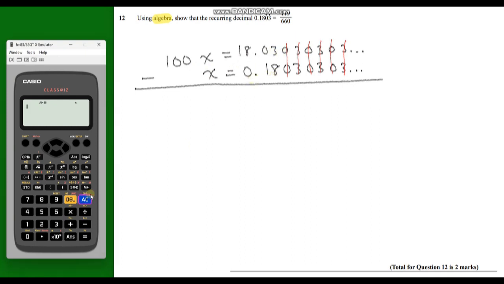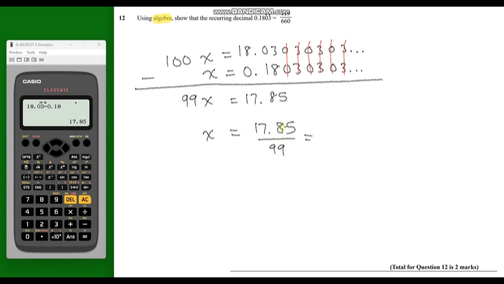And to do that, I think I'm just going to use the calculator. So 18.03 minus 0.18, and that gives me 17.85. So on the right hand side we've got 17.85, and on the left hand side we've got 99x. So we want to work out what x is, so I'm just going to divide both sides by 99, so we get x is equal to 17.85 over 99.